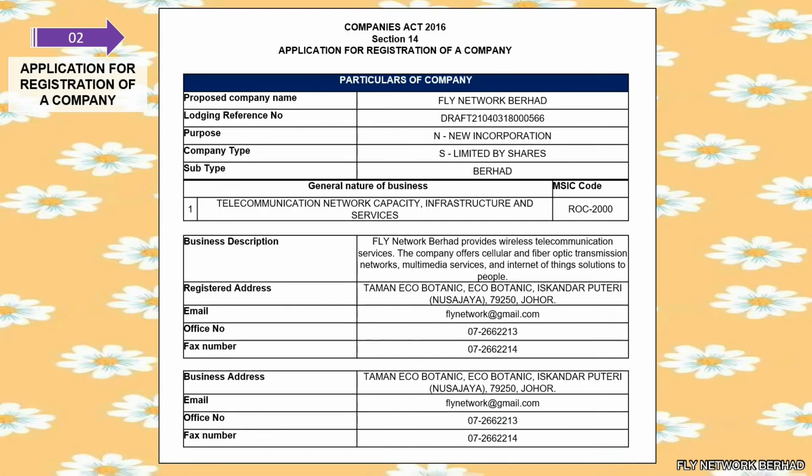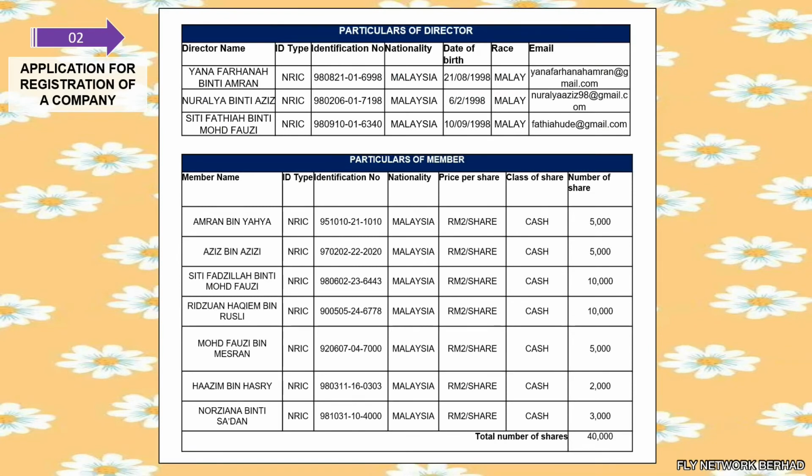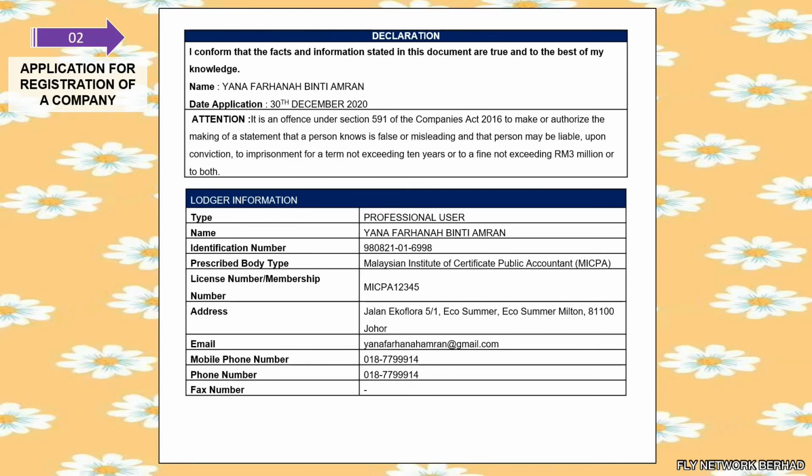Second, application for registration of a company, which we applied for on 30 December 2020. The company name has been approved by the registrar, which is Fly Network Berhad. Registered address and business address are the same. Particulars of directors, we have 3 directors, which are Yana Farhana, Nur Alia and Siti Fatia. We have particulars of our 7 members or shareholders and their number of shareholdings. All the declarations and lodger information are by our promoter Yana Farhana.